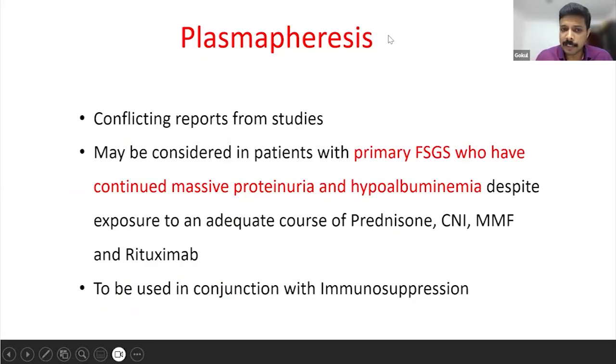One is plasmapheresis. There are conflicting reports from studies. It may be considered in those patients with primary FSGS who have continued massive proteinuria and hypoalbuminemia despite exposure to an adequate course of all these agents, prednisolone, CNI, MMF, rituximab, and it should be used in conjunction with immunosuppression.